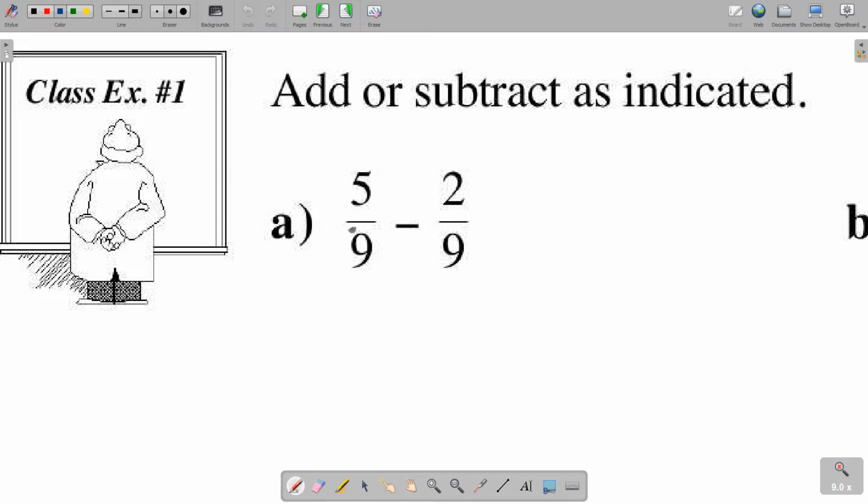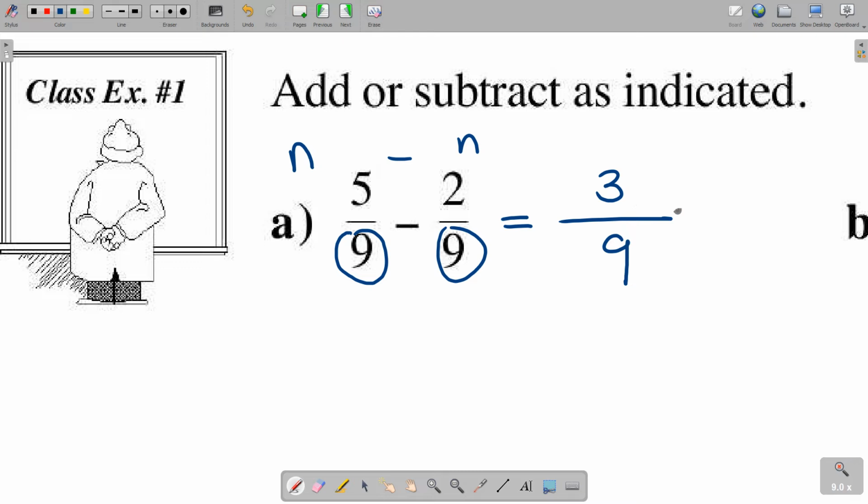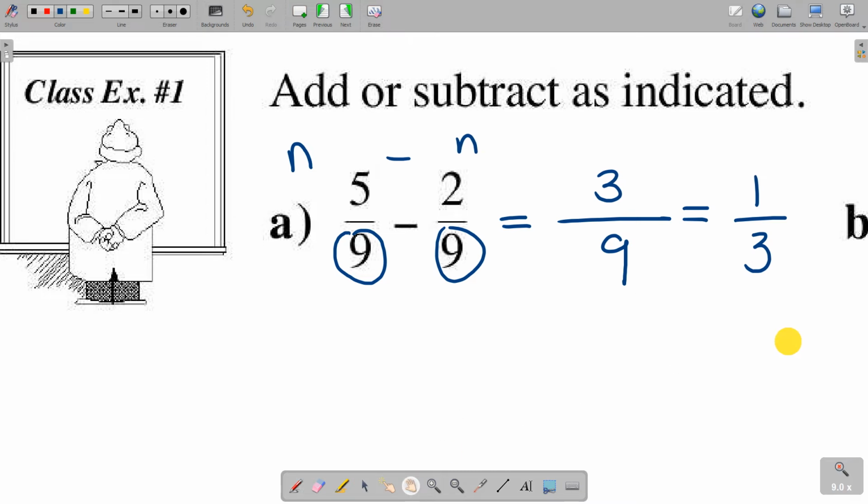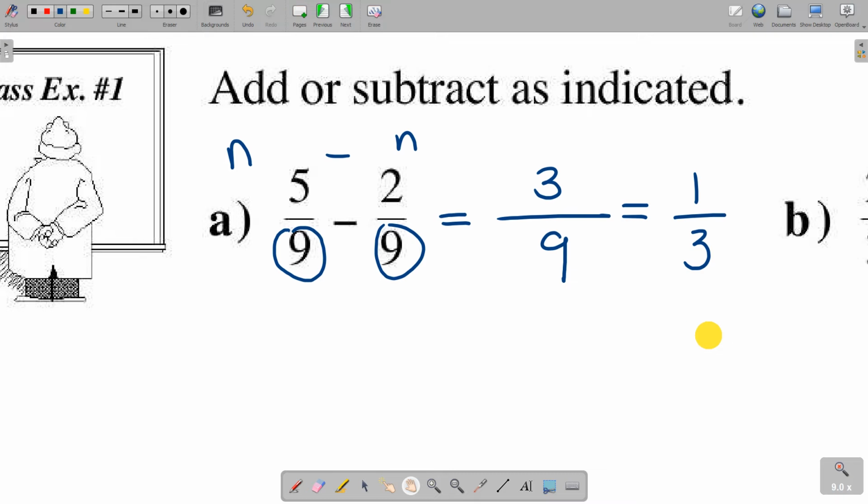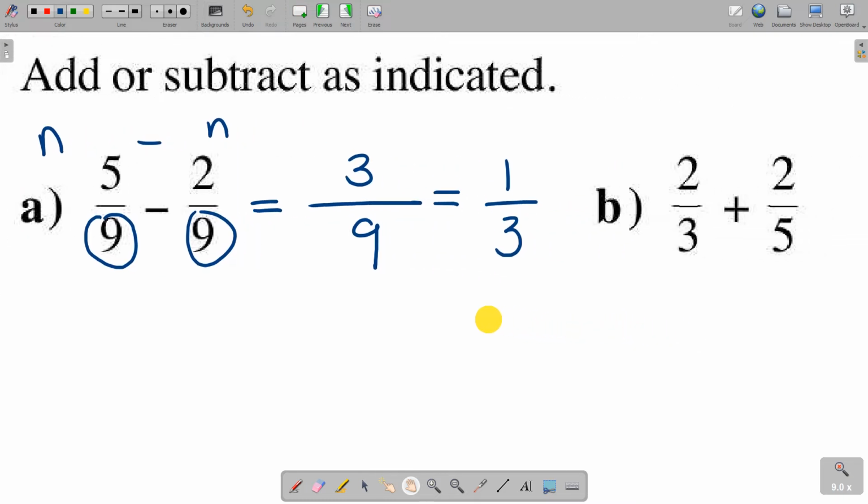Okay. So because we have the same denominator right here, 9 and 9, those shall be comparably the quantity which we're comparing out of the numerators here. Because of the same denominator, we can go 5 minus 2, which will be 3. Because these values are multiples of each other, we can reduce the fraction as well into 1/3.